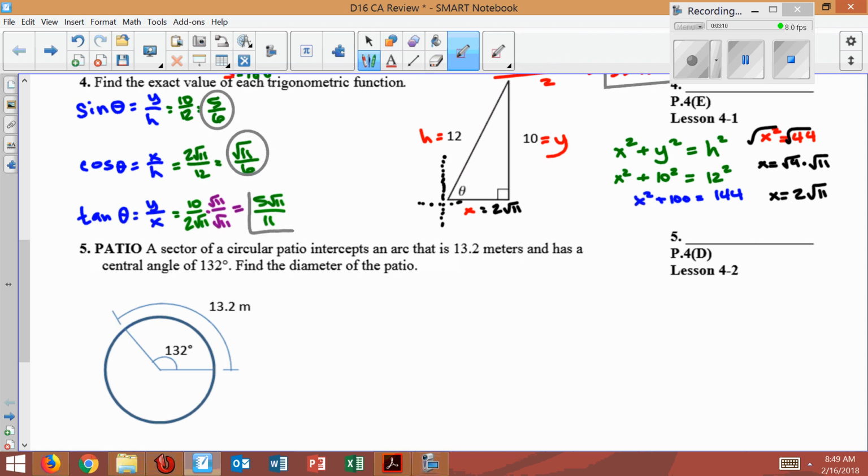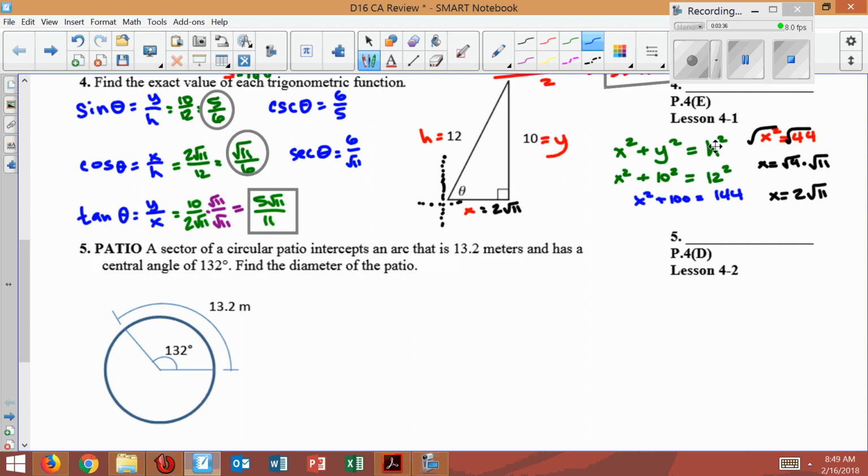When you do the reciprocals, sine's reciprocal is cosecant. You just flip these two. They're reciprocals. So when I flip this, I get 6 over 5. And here, secant, when I flip it, I would have 6 over square root 11. But again, we can't leave that radical in the denominator, so I'll multiply by square root of 11, which gives us a value of 6 times square root of 11 over 11.